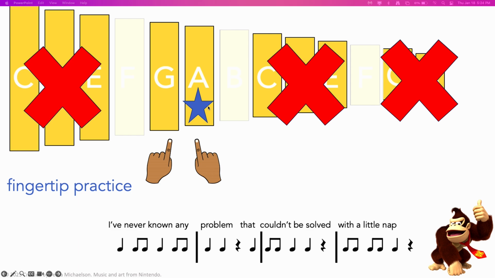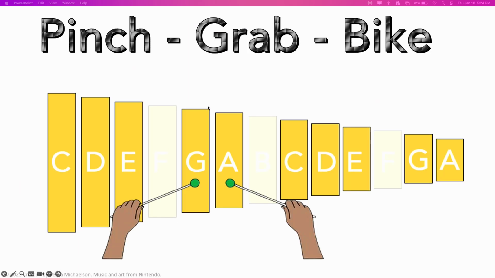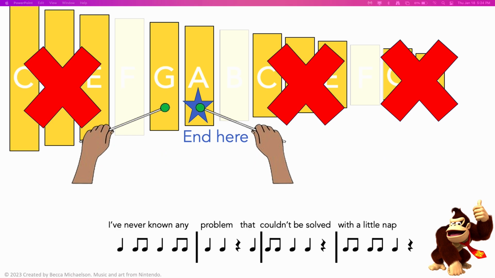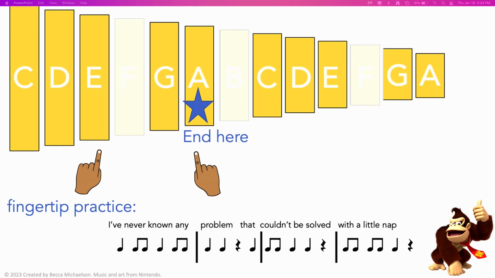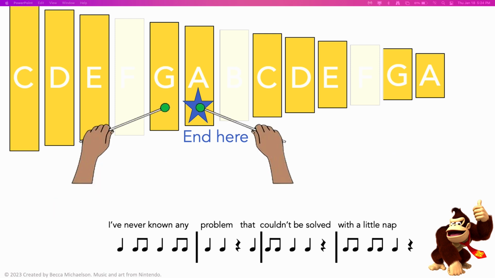Once they figure that out, I let them use mallets. We say pinch, grab, bike. Hopefully that's proper mallet technique. Then they play it with G and A. Then we add some letters so they have the full pentatonic scale available. Doing the same thing, I've never known any problem that couldn't be solved with a little nap, ending on nap, which is on A, and then they play it.